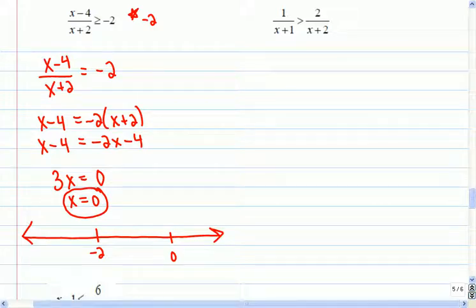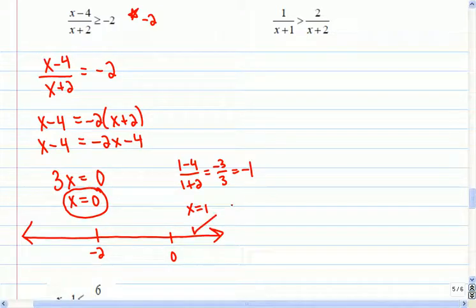Okay. And this time, we can't just talk about positives and negatives because we're not comparing it against 0. We actually have to check a value in one of those intervals. So for example, one simple value would be, say, x equals 1. Then I would get 1 minus 4 over 1 plus 2. So -3 over 3, which is -1. So is that greater than -2? Yes, -1 is larger than -2. So this is one of the places where I'll have a solution in this area.